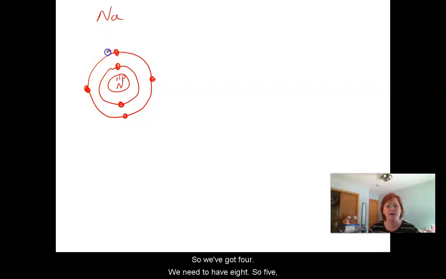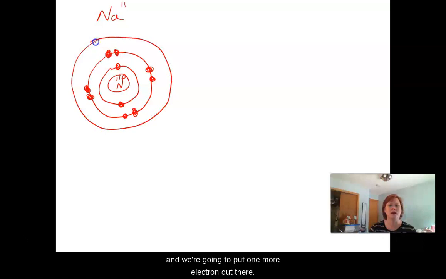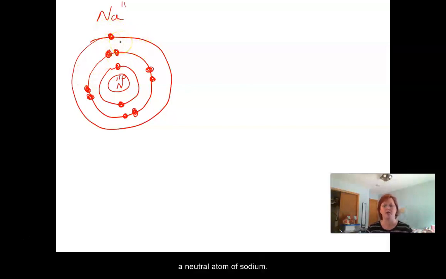So we've got 4, we need to have 8. So 5, 6, 7, 8. So we now have 2, 4, 6, 8. We know that shell is full. And then we had 2 in the middle, so that's going to give us 10. We know that sodium has 11 protons and 11 electrons, so we're going to stick another orbital on here, and we're going to put 1 more electron out there. So what I have just drawn is an electron configuration for a neutral atom of sodium. And you'll notice that it only has one electron in that outermost shell. And that's going to be really important in a little bit.